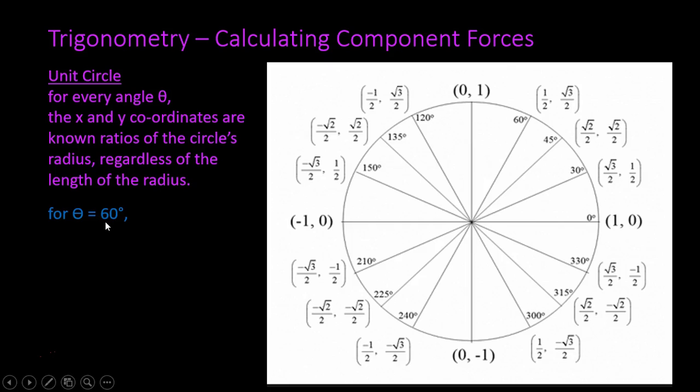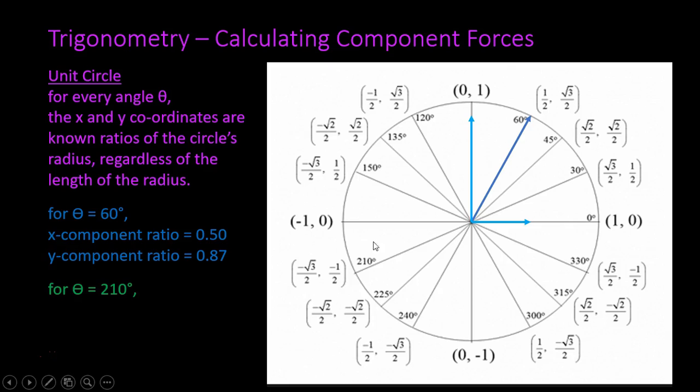So for example, if we look at 60 degrees, let's go ahead and draw that force vector at 60 degrees, and we draw its X and Y components. The unit circle tells us that the ratio for the X component is going to be 1/2, and the ratio for the Y component is going to be the square root of 3 divided by 2. Now, in physics, we like to work with decimal format rather than fraction format. So of course, the X component ratio is 0.5 and the Y component ratio is 0.87.